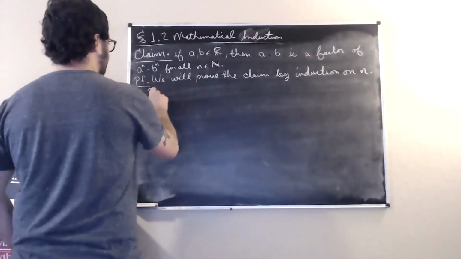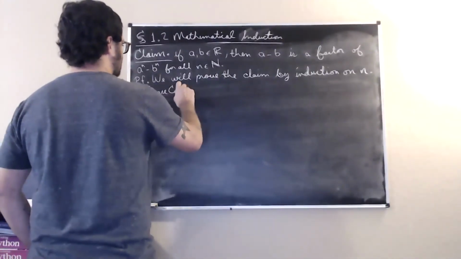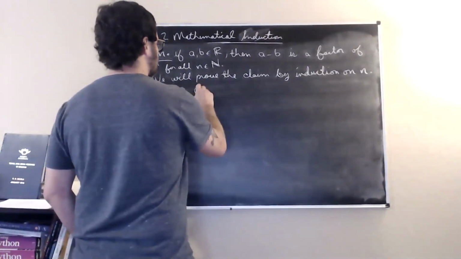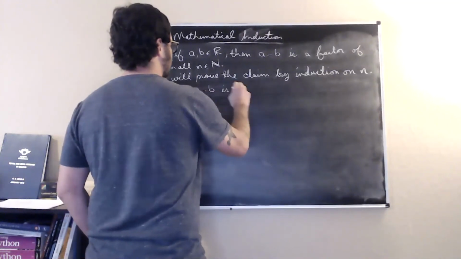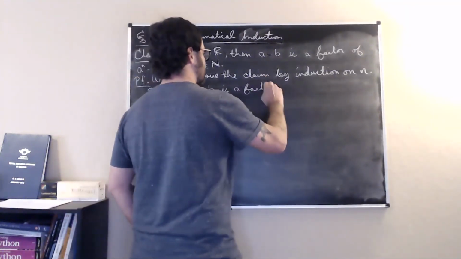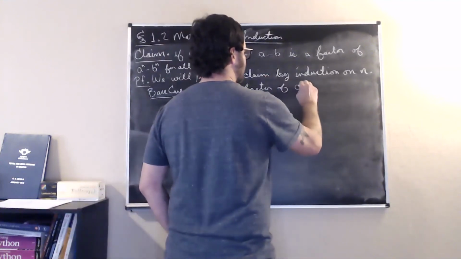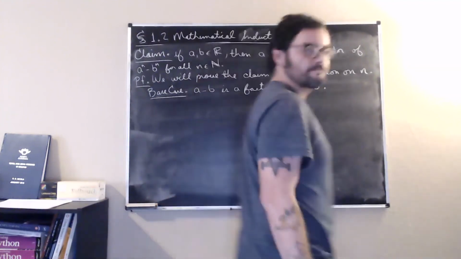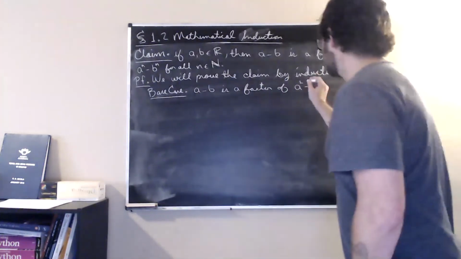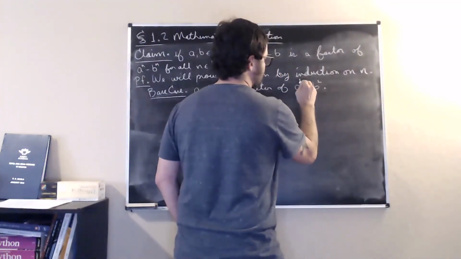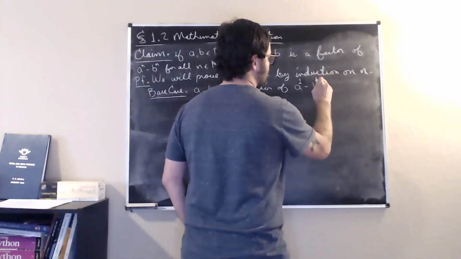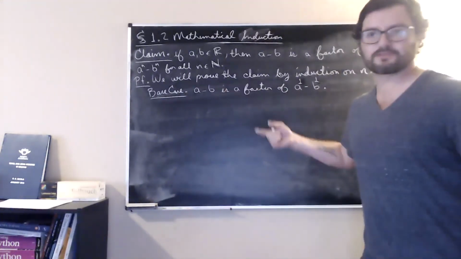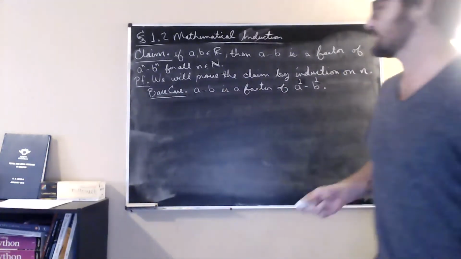So for our base case, we're going to observe that A minus B is a factor of A to the power 1 minus B to the power 1. This is a 1, by the way, you can't see it. I'll try to make it bigger. They're equal, so it's surely a factor. All right, so this satisfies our base case.